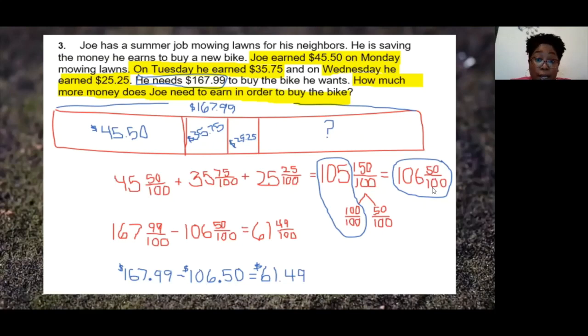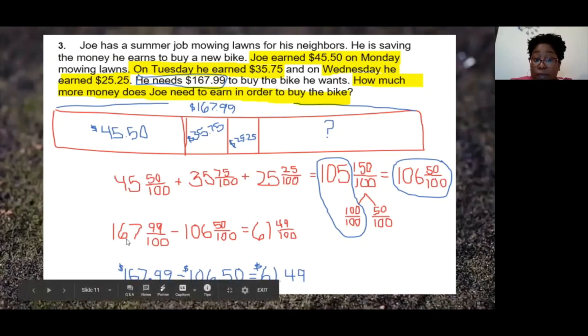But we're not done, because that's just Monday, Tuesday, and Wednesday. We're still trying to figure out how much more he needs. So this is a two-part problem. If you stopped here, we're not quite finished. You still have more work to do. So now we can take our total, he needs $167.99, or 167 and 99 hundredths, and subtract from it what he already had, the 106 and 50 hundredths.